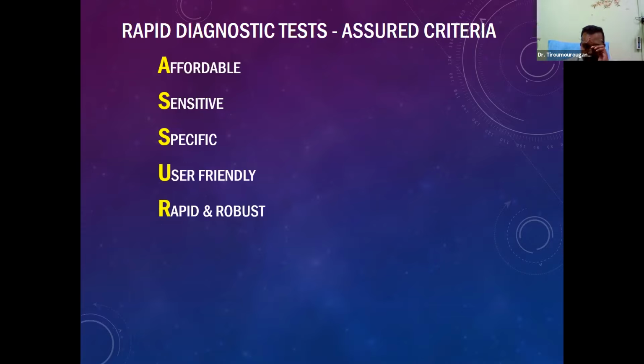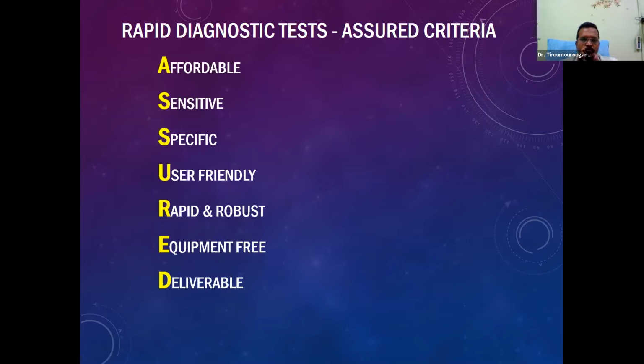Okay, so the results should be available within a matter of a few minutes to a maximum of a couple of hours. And we should not need a lot of equipment. In fact, we should not need any equipment at all. It should be a simple cartridge or a dipstick or something like that. And we should be able to do it in every place. We cannot have it only in strict lab conditions. We should be able to do it in the periphery, everywhere.